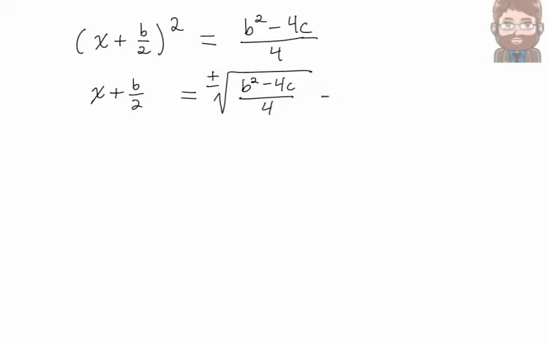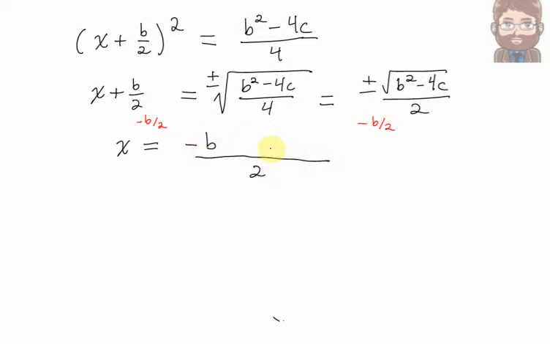Now if you have the square root of a fraction, you can take the square root of the top and the square root of the bottom. This will give you the square root of b squared minus 4c, over 2. And we really want to solve for x, so let's isolate that. Subtract b over 2 from both sides of this equation. We're left with, let's put everything over 2, x equals negative b plus or minus the square root of b squared minus 4c, all over 2. And you might notice that this looks a lot like the quadratic formula. It's just missing the a parts.